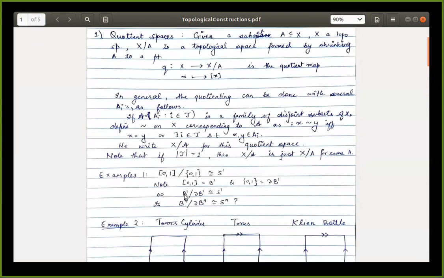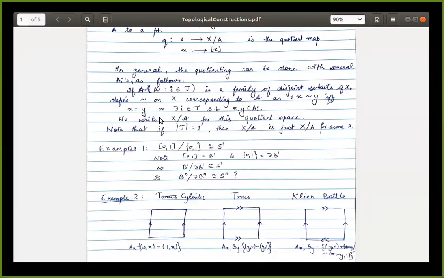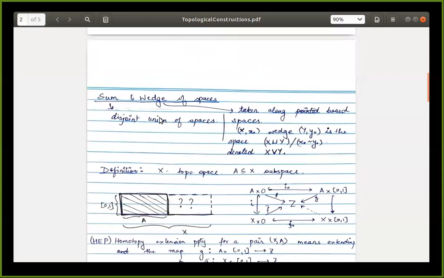Okay, this also means that in this indexing set, which A_i shrinks first does not really make a difference. You just shrink them. Okay, after this, let's see what sum and wedges of spaces are.